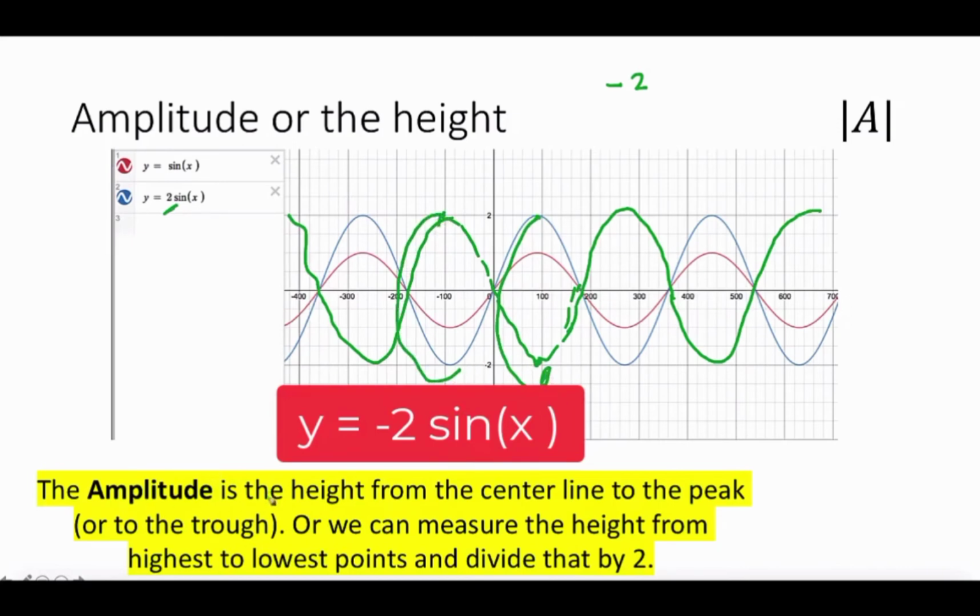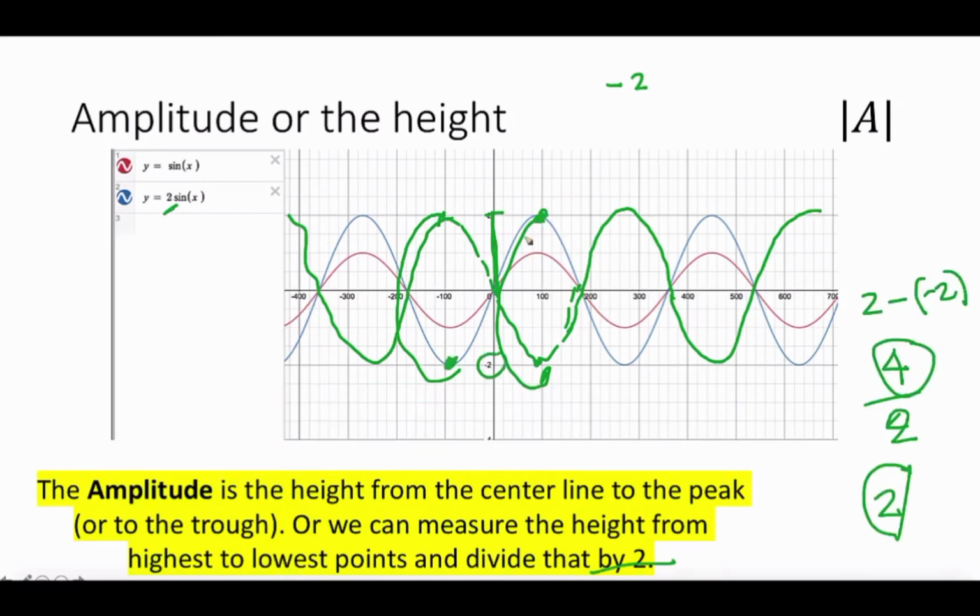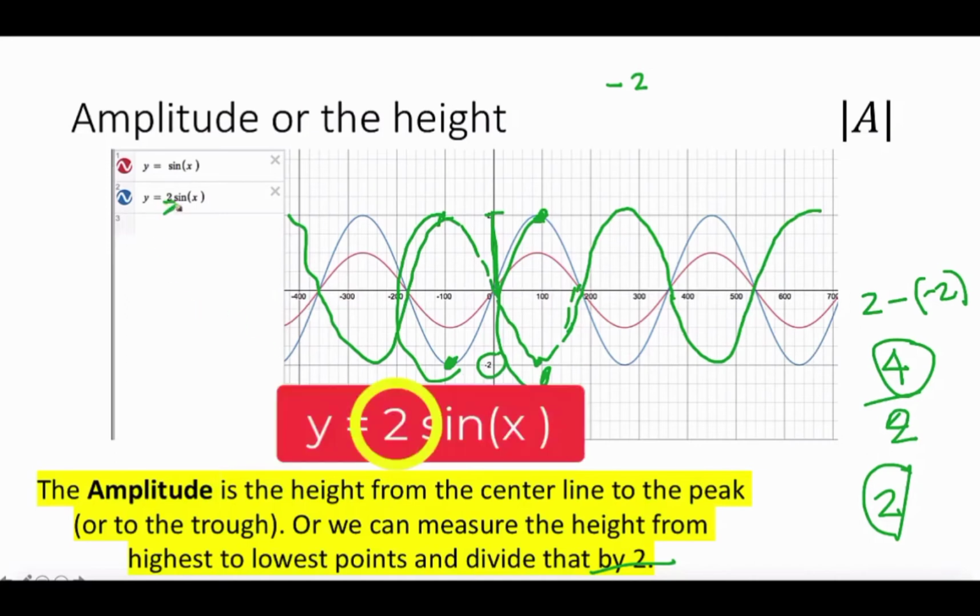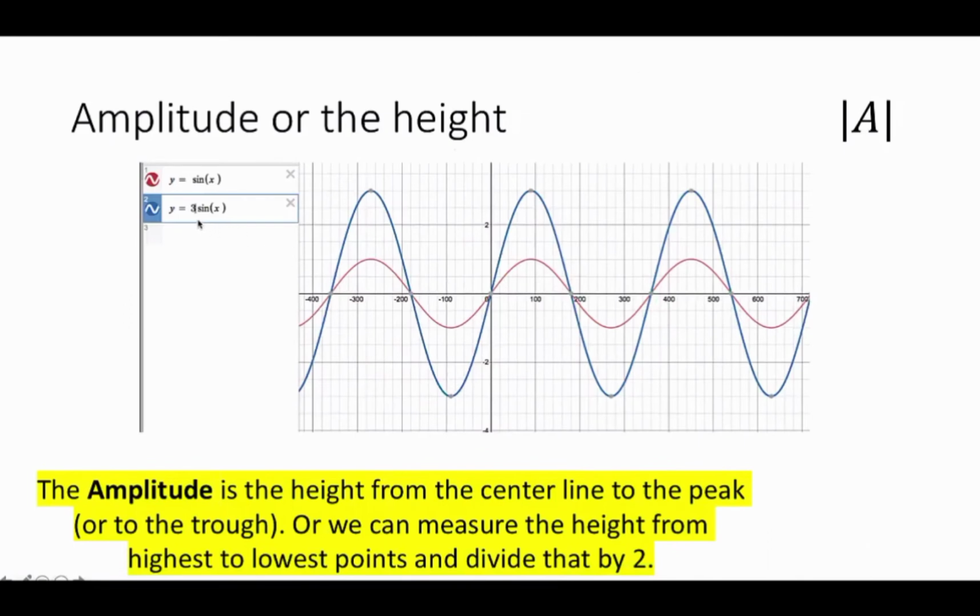Now the amplitude is the height from the center line to the peak, or we can measure the height from the highest to the lowest point and divide by 2. So the amplitude or the height of this function is 2 units, and you can detect that by just looking at this number that is multiplied to the sine function. In here, notice that I multiplied the sine function by 3. Notice now that the height is 3 units. From the center line to the highest point is 3 units.